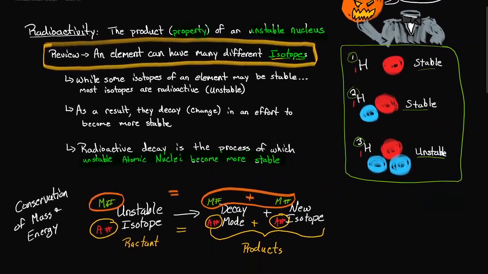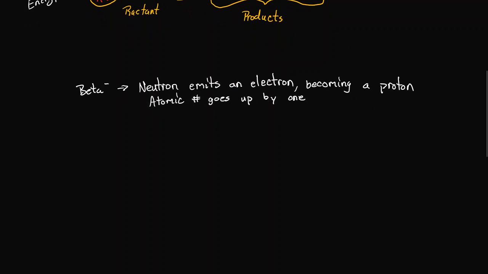Okay, so let's look at specific types of radioactive decay. And we're only going to cover a few of them. We're going to look at some of the easier ones. We are not going to cover all the different types of decay. So the first one let's talk about is beta minus decay.